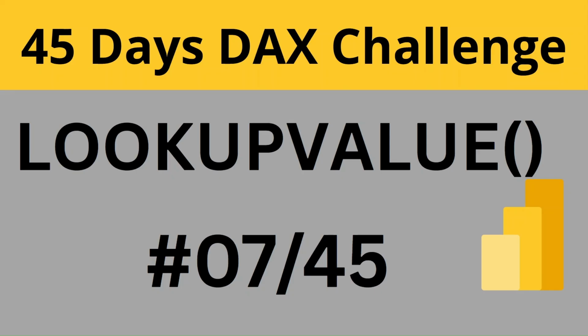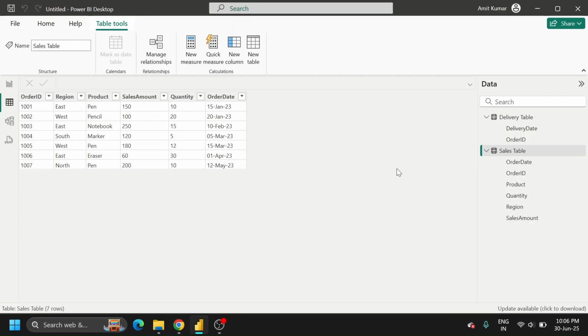So here I'm at Power BI Desktop. As you could see, we have taken two tables. One is the sales table, another one is the delivery table. I'll show you these two tables.